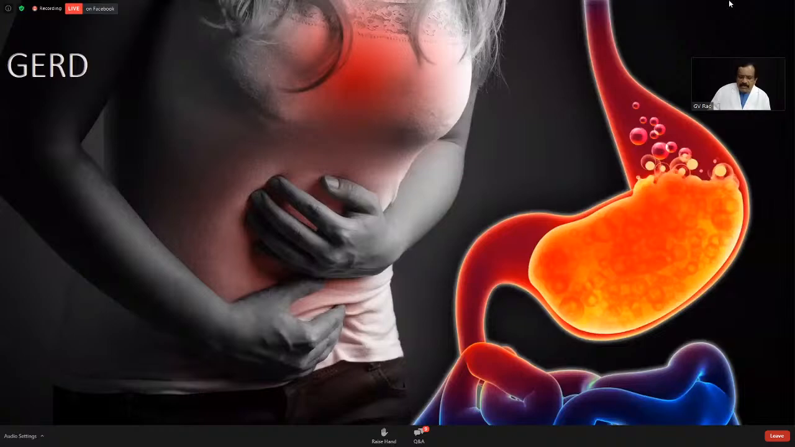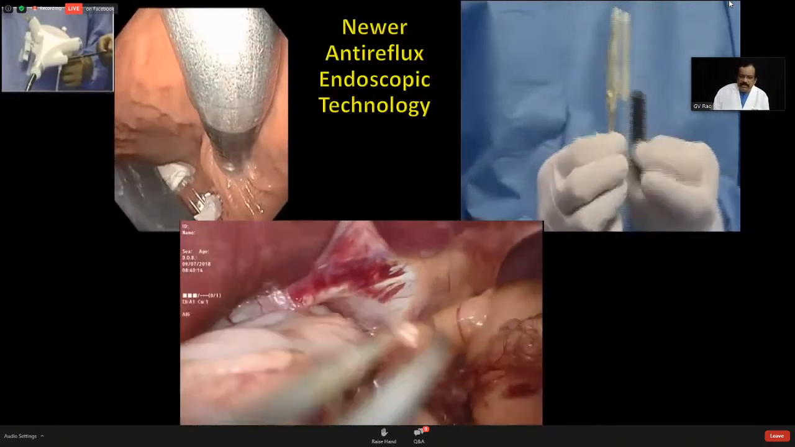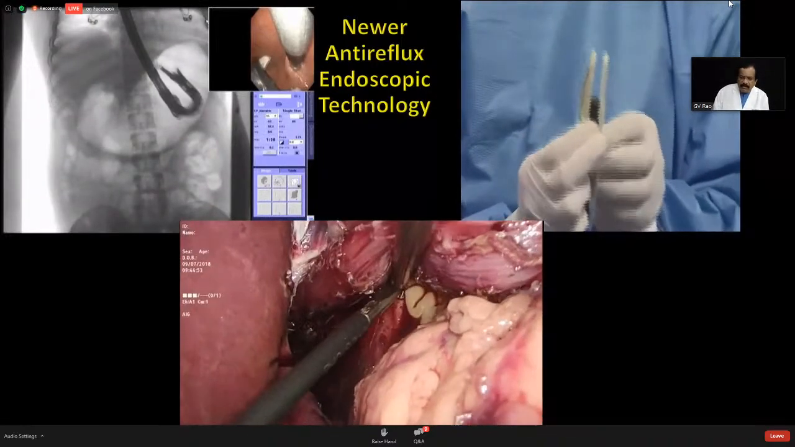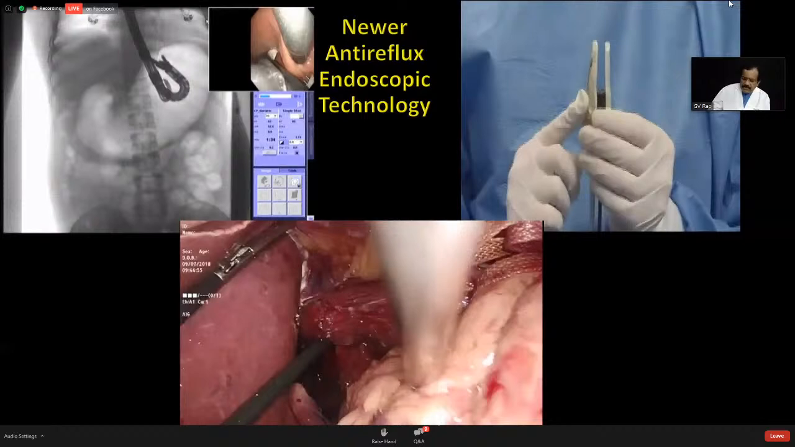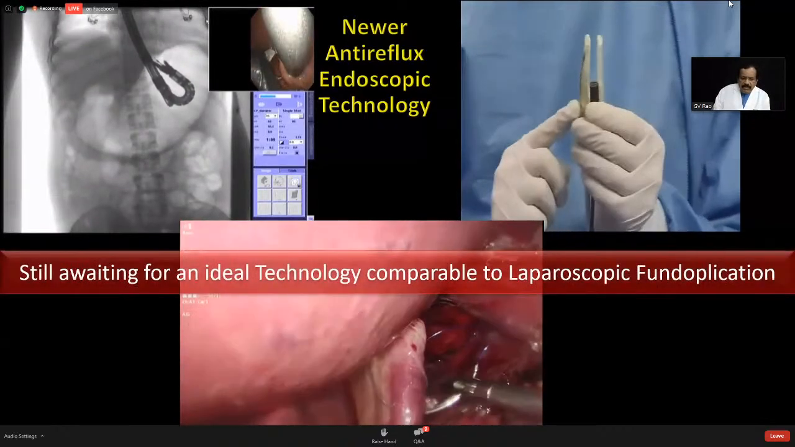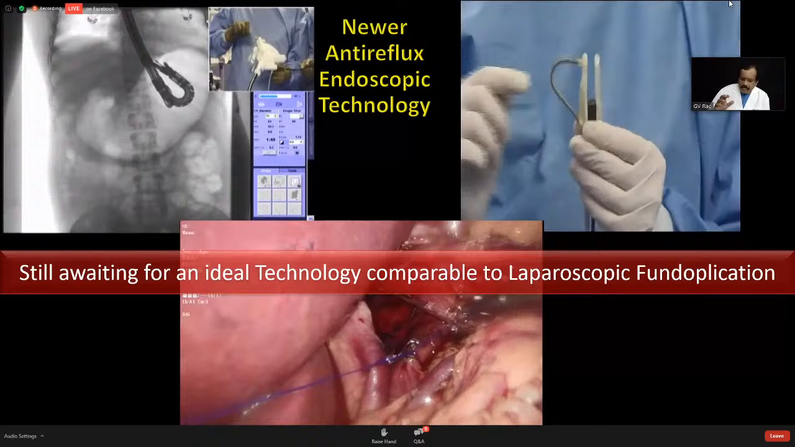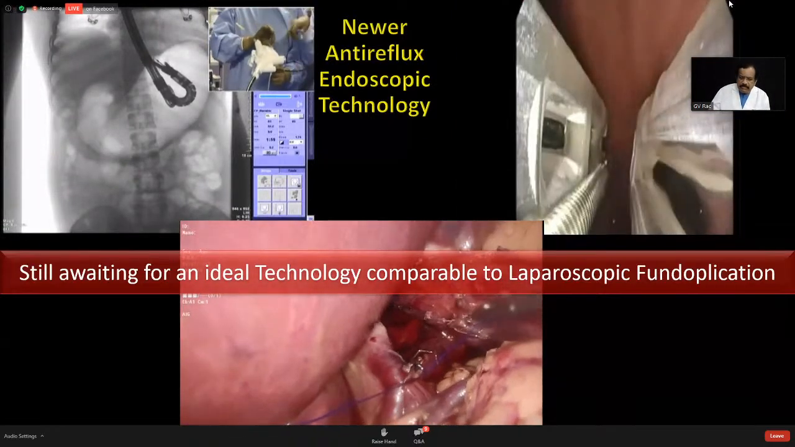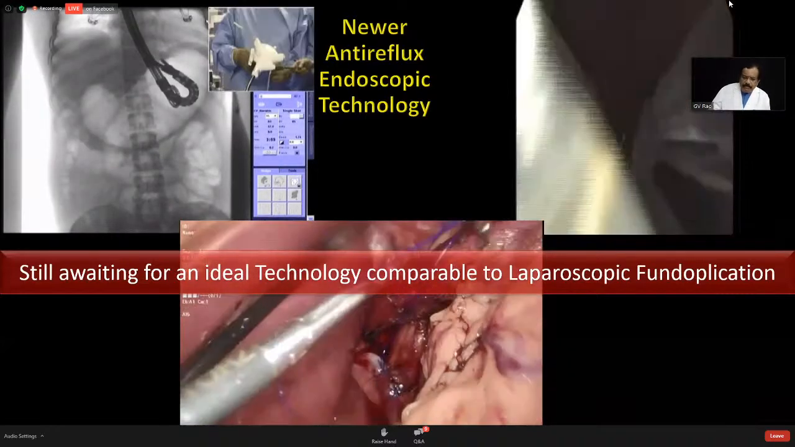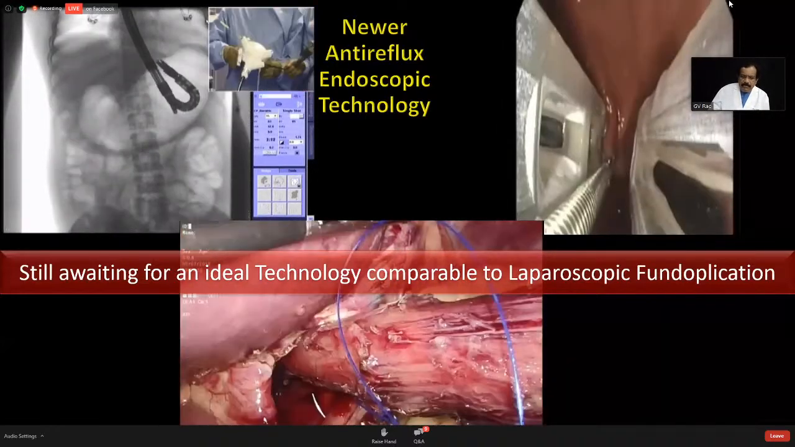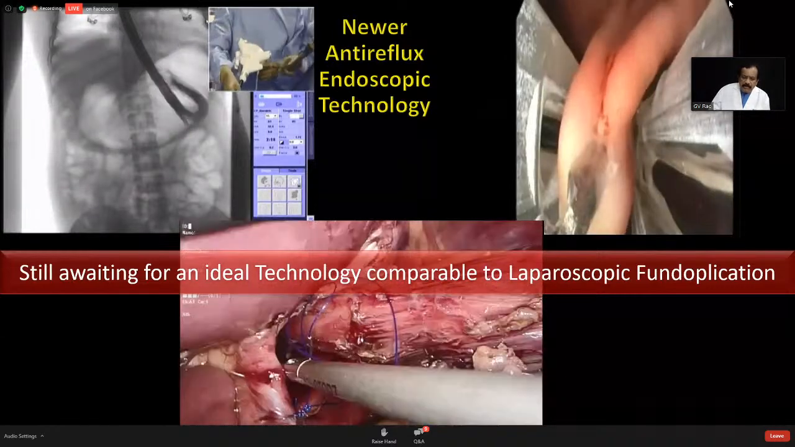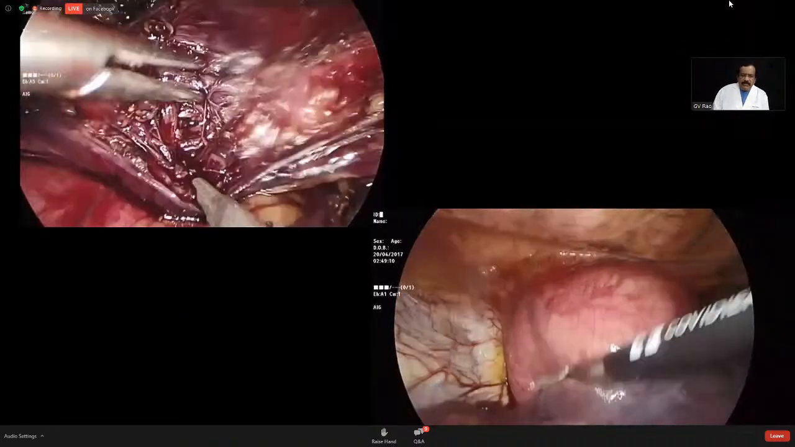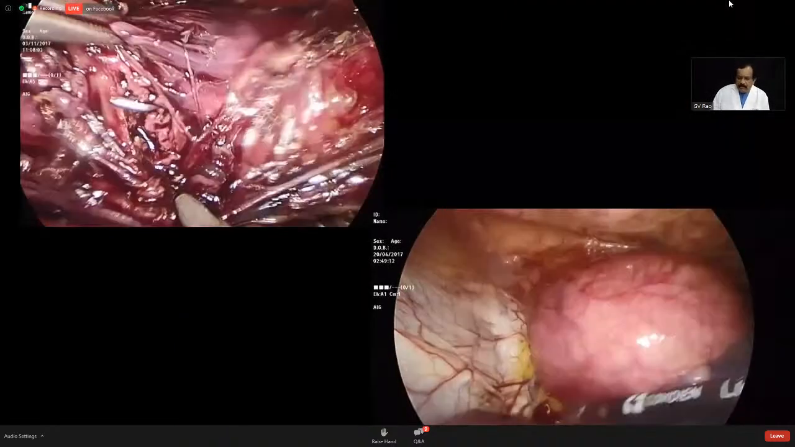Gastroesophageal reflux disease: umpteen numbers of procedures have come, but I personally feel they're all still in clinical trials. We just have to wait for this. As of today, we are still awaiting an ideal technology that can be compared to laparoscopic fundoplication. We have good results coming up with various technologies in the market, but we still have to wait for long-term results before we can say that they can completely replace or be equal to laparoscopic fundoplication.